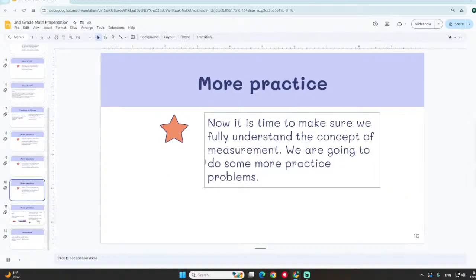So we're halfway through. We're almost done. Now it's time to make sure we fully understand the concept of measurement. We're going to do some practice problems.